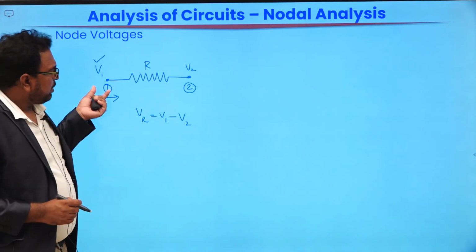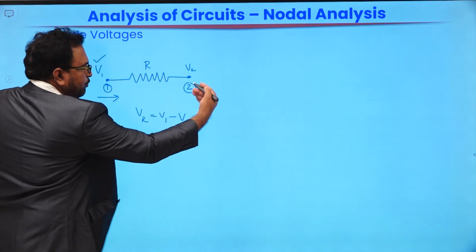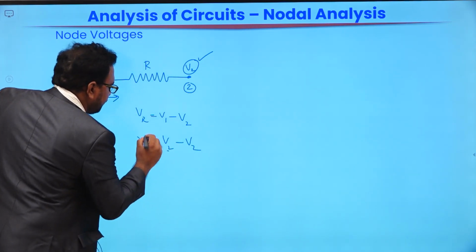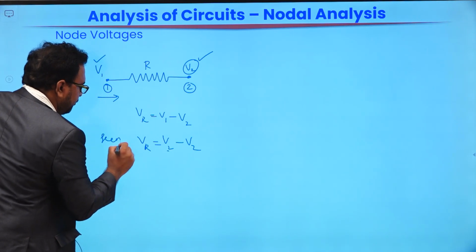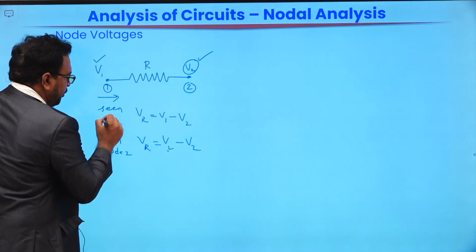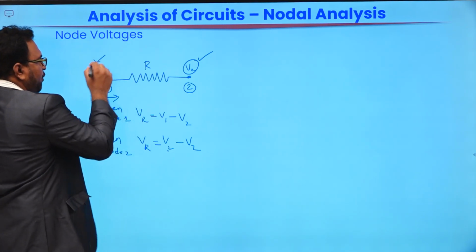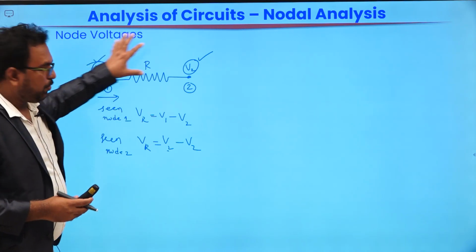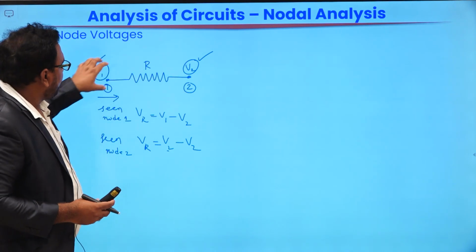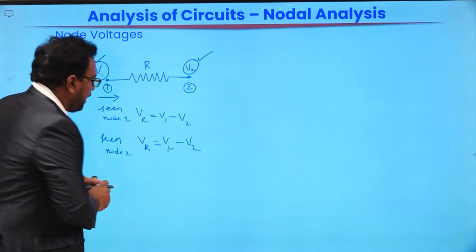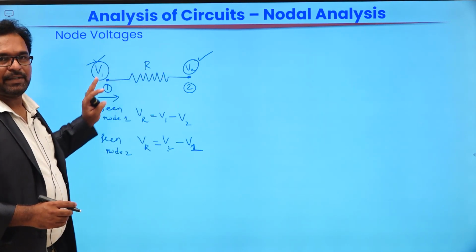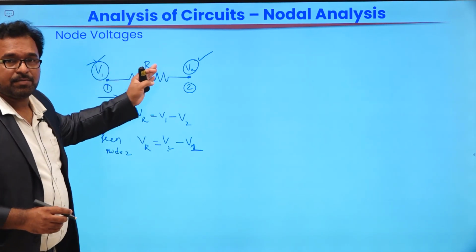Suppose you want to see from node 2, then it is V2 minus V1, as seen from node 2. This is when you see from node 1. So when node 1 is at a higher potential than node 2, the resultant voltage is V1 minus V2. If node 2 is at a higher potential than node 1, the resultant voltage is V2 minus V1. That's how you calculate the voltage across a resistor when it is connected between two essential nodes.